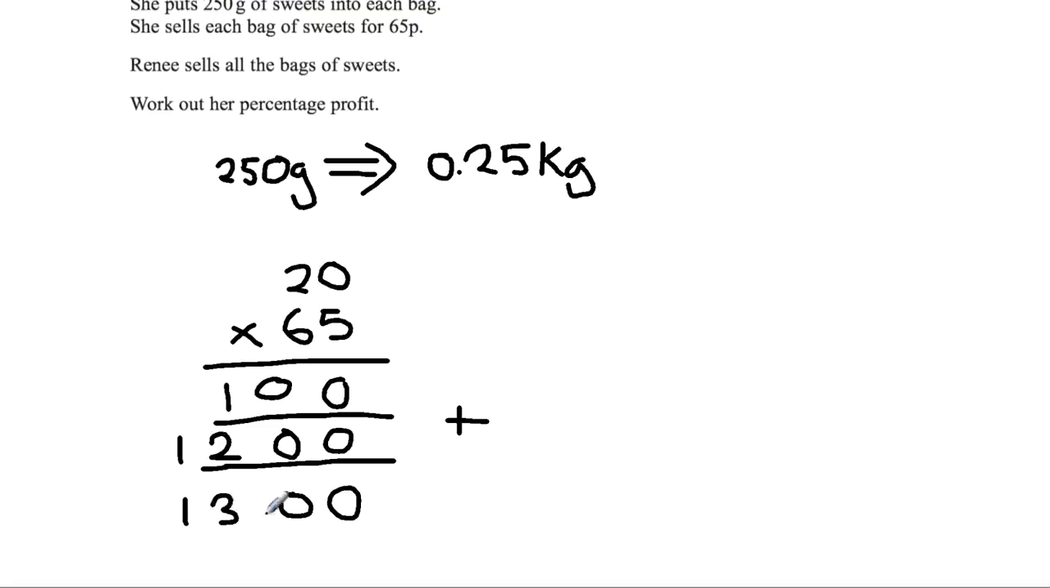And then I'm going to put the decimals in. So Renee makes £13 by selling 20 bags at 65p.